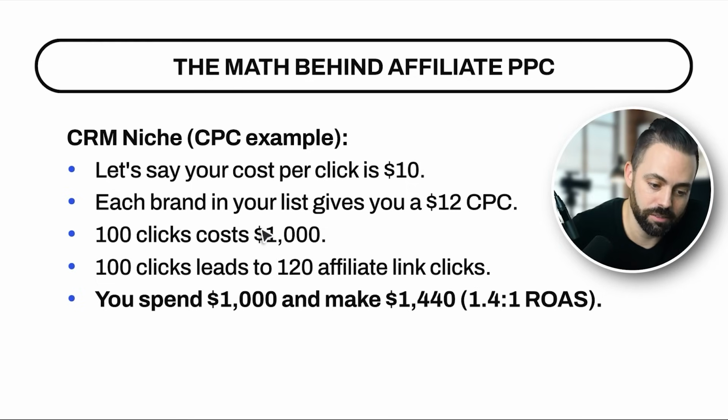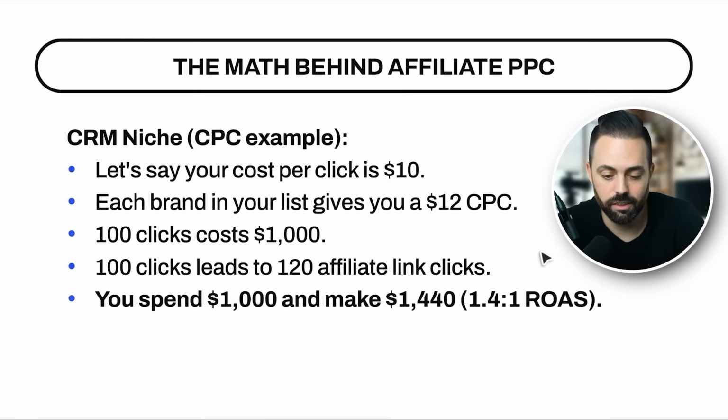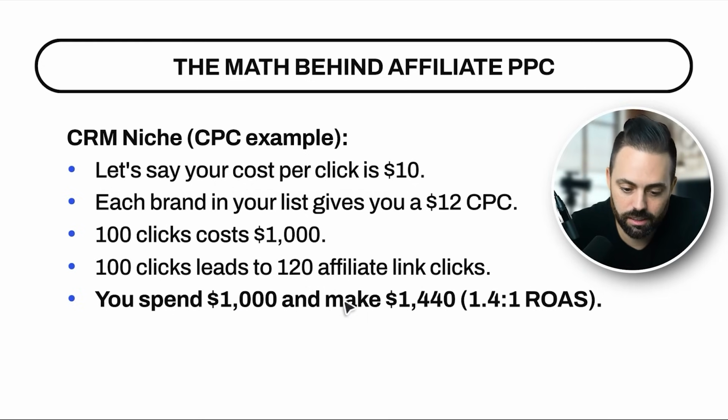So you spend $1,000. Now those 100 clicks get 120 affiliate link clicks because people will be clicking up and down the list. You spent $1,000, you made $1,440, 1.4 return on ad spend. You want it like a 2-to-1. You want first to break even, and then you want a 2-to-1, and then you can scale up from there. Just increase your daily budget.